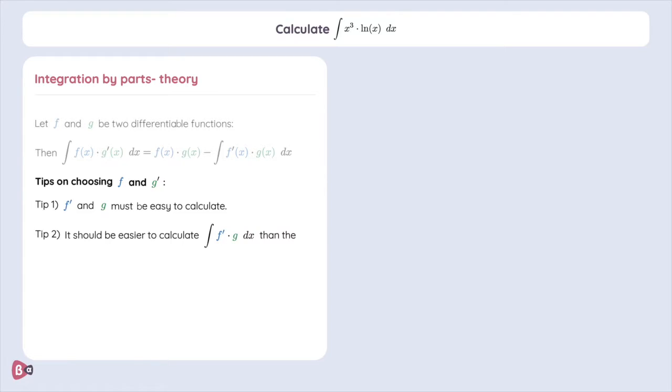Tip number 2, it should be easier to calculate the integral of f prime times g than the original expression at hand. You still might be a bit unsure about these tips, but as we work through our expression at hand, we'll go through the application of these tips.